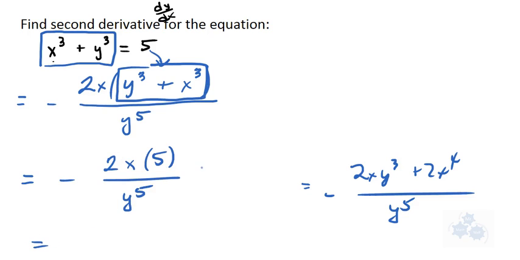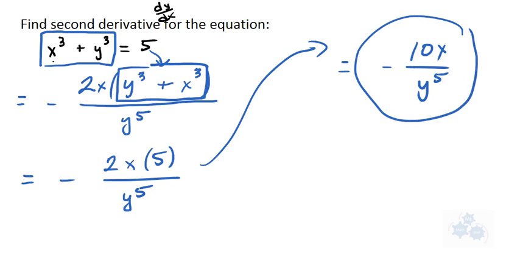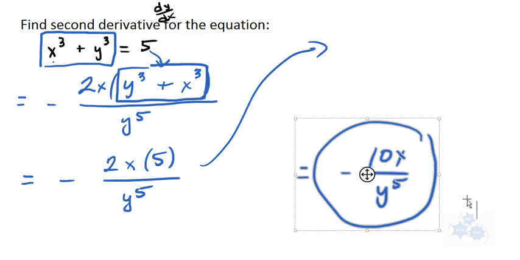So your answer then, let's put the answer up here. The answer then is negative 10x over y to the fifth. And that would be your most simplified version of that answer. So let me bring that down. Okay. That's how you do that one. So implicit differentiation with a couple of substitutions there.